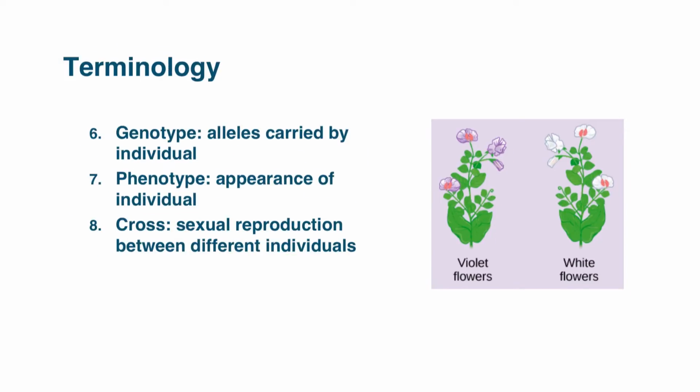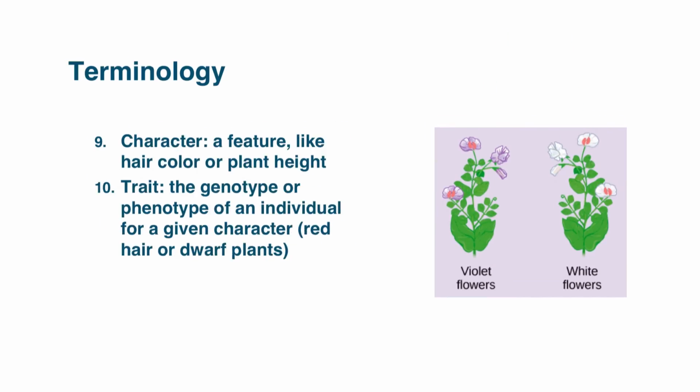A genotype is the alleles carried by an individual, or its genetic makeup. The phenotype is the appearance of an individual, and a cross is sexual reproduction between different individuals. For instance, Mendel studied pea plants, and one of his most famous crosses was between peas with purple flowers and peas with white flowers. And finally, a character is a feature an individual has, such as hair color in a person, obviously, or plant height in one of these pea plants.